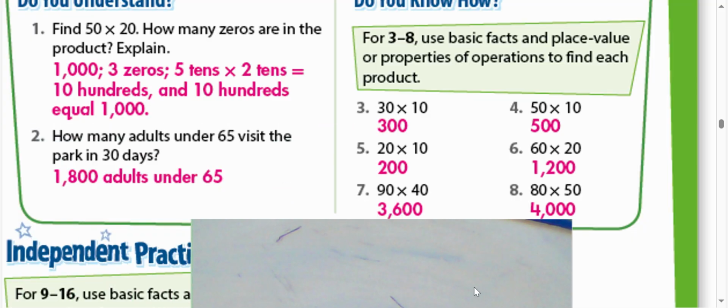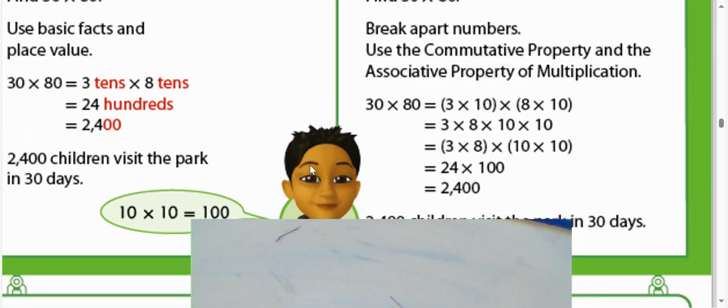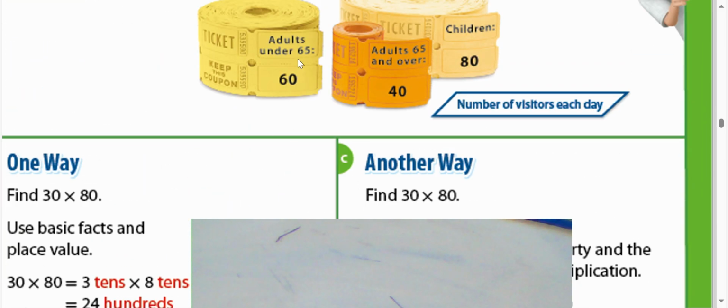How many adults under 65 visit in 30 days? Okay, under 65, we can write the number multiplied by 30 from the table up here. Do you remember this table here? Under 65, we can write 60 times 30. 60 times what? Times 30. We can write here 3 times 10 times 6 times 10. Okay, this question we can solve by this method.